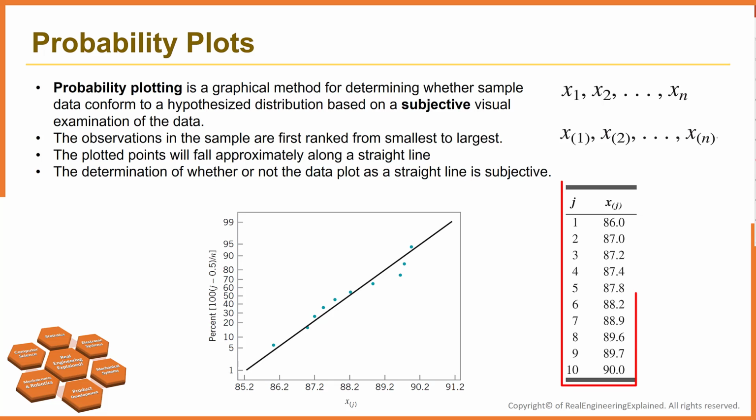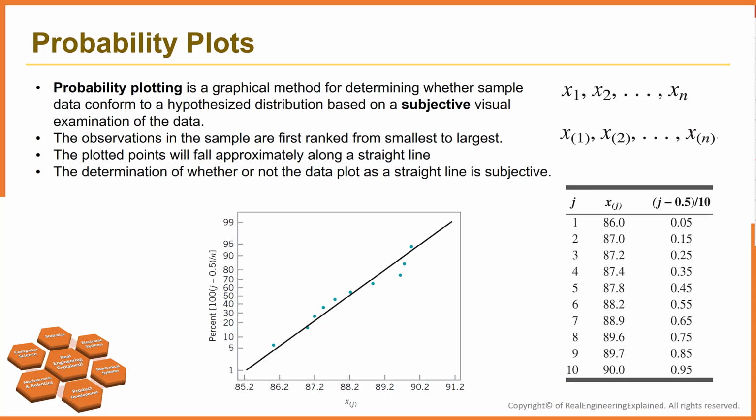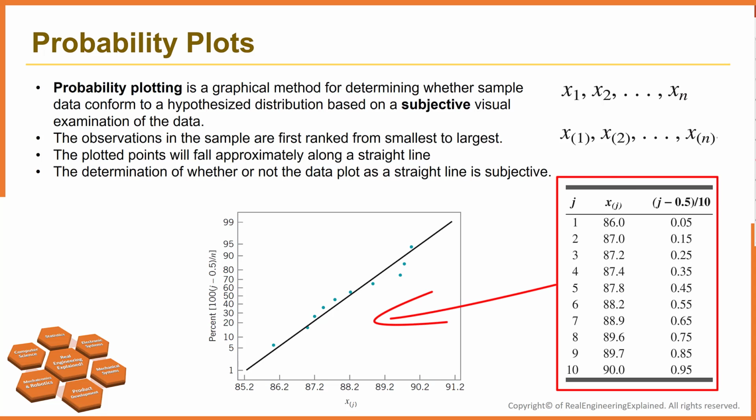The ordered observations are then plotted against their observed cumulative frequency. The plotted points will fall approximately along a straight line. If the plotted points deviate significantly and systematically from the straight line, the hypothesized model is not appropriate. Usually, the determination of whether the data plot follows a straight line is subjective. For example, we hypothesize that these numbers in this table are adequately modeled by a normal distribution. Is this a reasonable assumption?